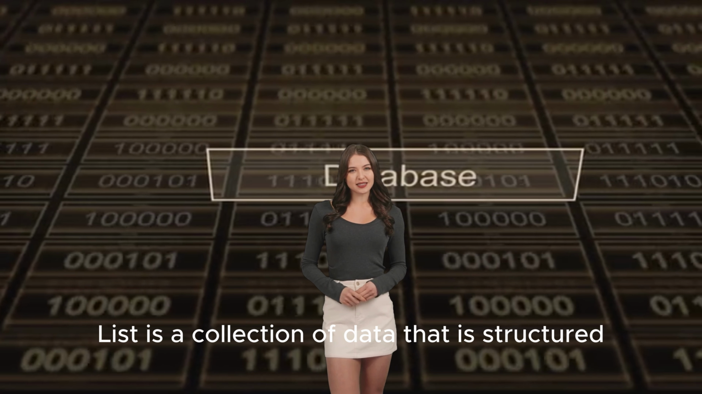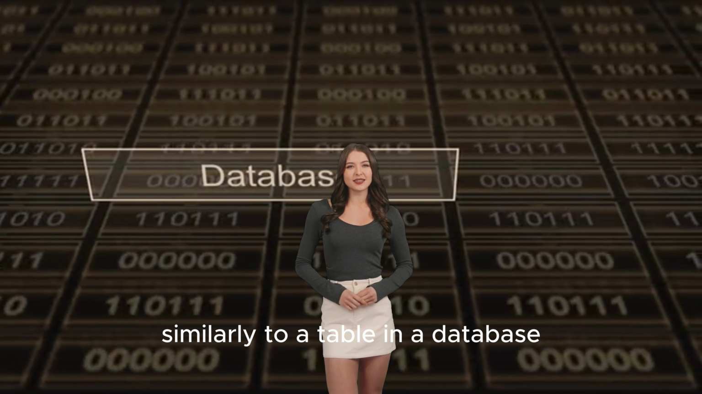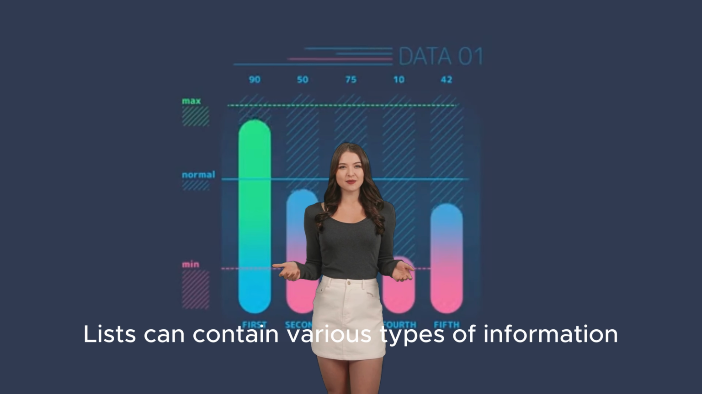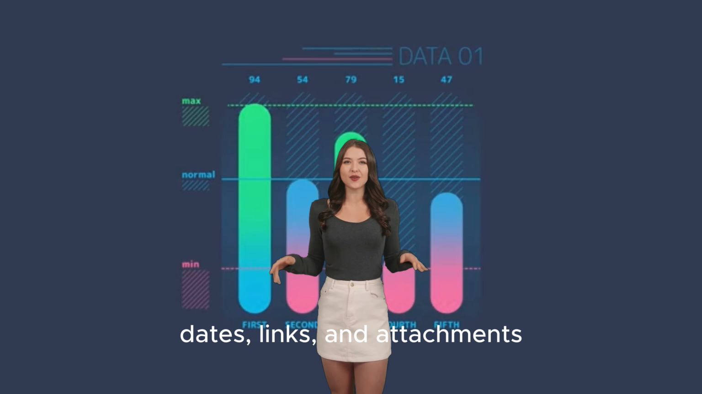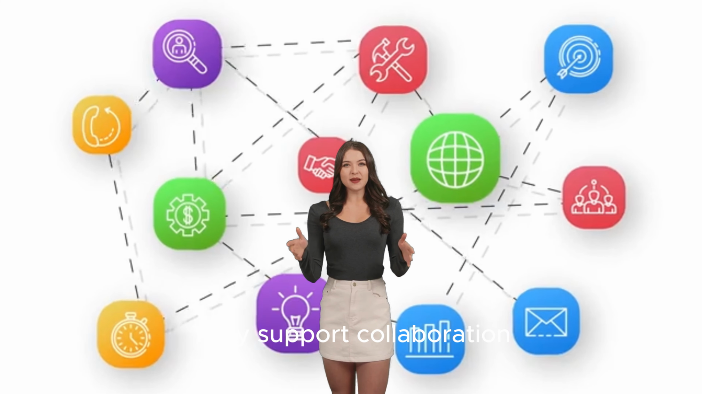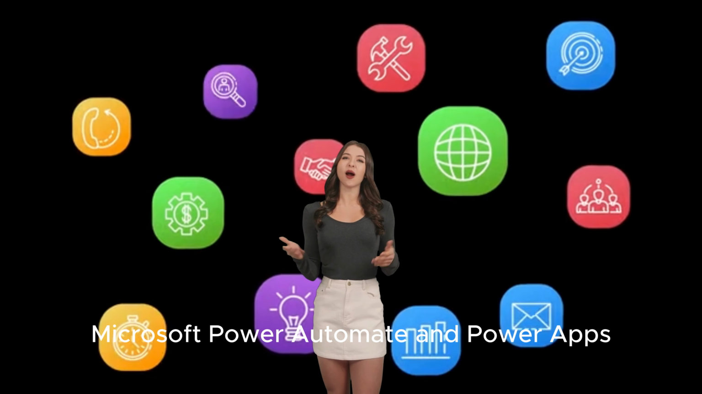What is a SharePoint list? A SharePoint list is a collection of data that is structured similarly to a table in a database. Lists can contain various types of information, including text, numbers, dates, links, and attachments. They support collaboration, versioning, and automation through Microsoft Power Automate and Power Apps.